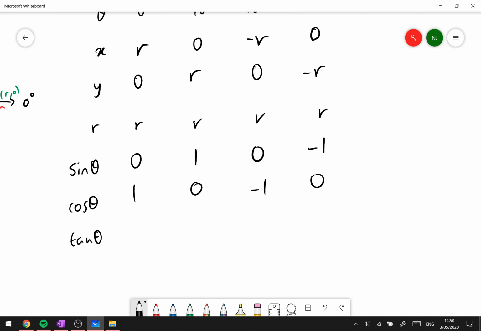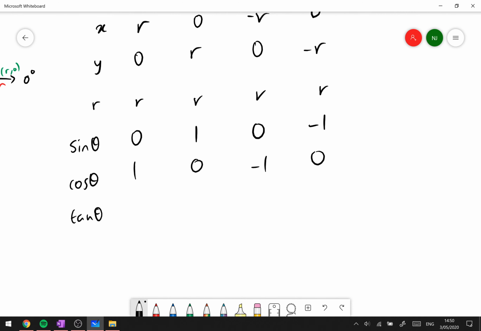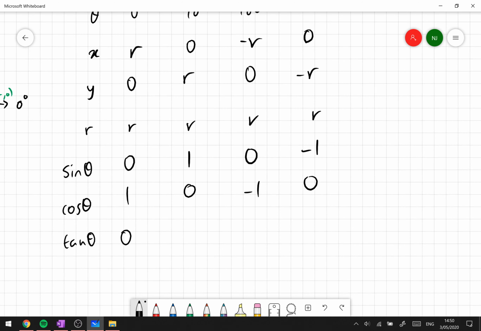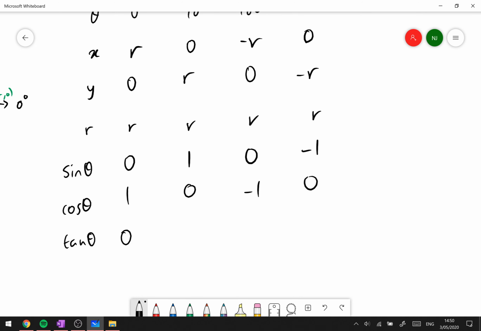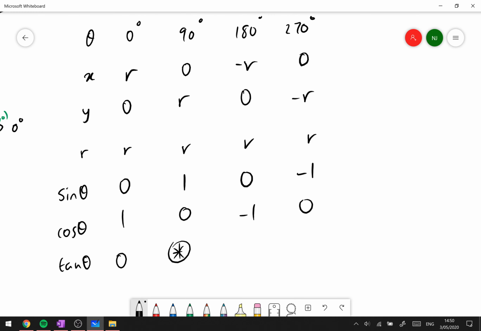Okay, now we're going to do tan. So tan is defined as y over x. So 0 divided by r, well, that's 0. R divided by 0. Now, this is where we get tricky, because we can't divide by 0. So in fact, it is actually undefined at 90 degrees. If you put tan of 90 degrees into a calculator, you will actually get a math error because you can't do it.